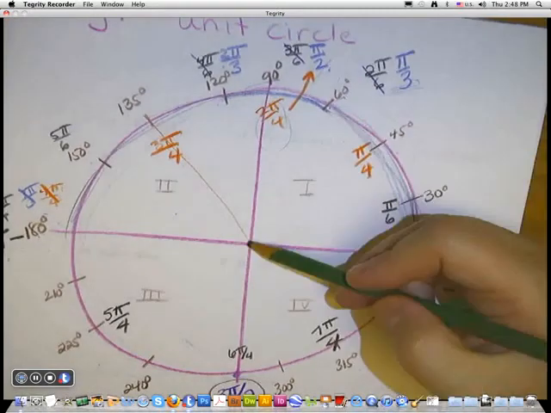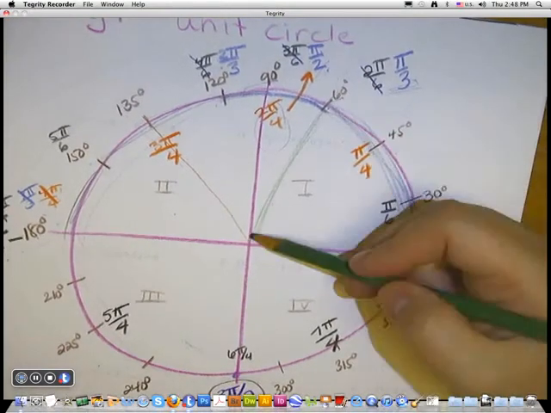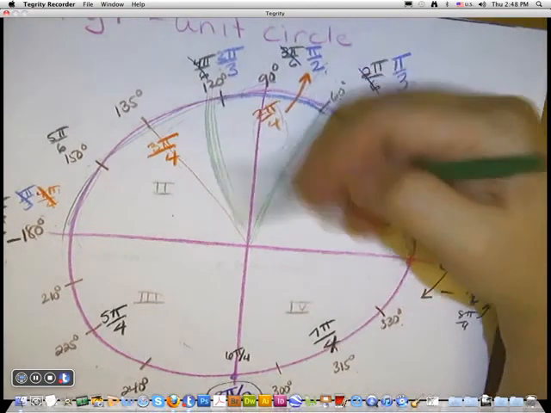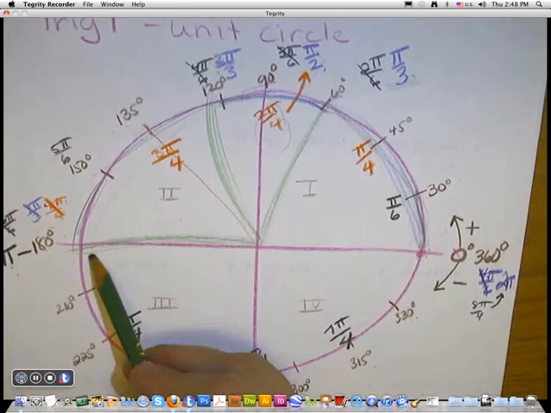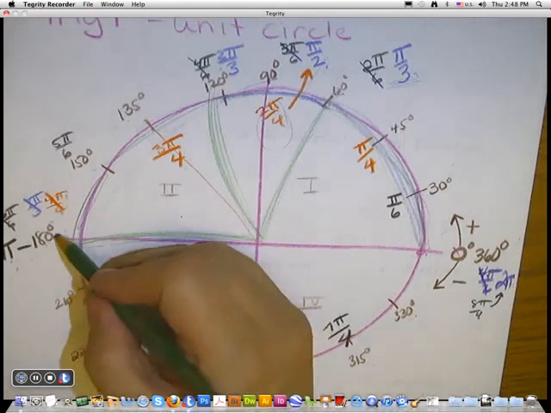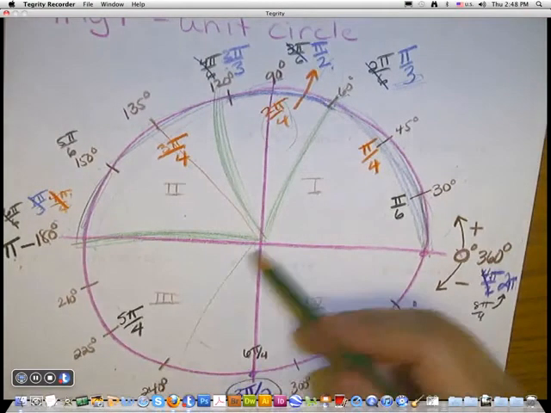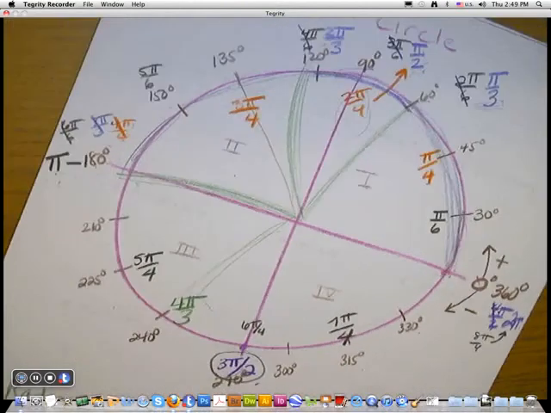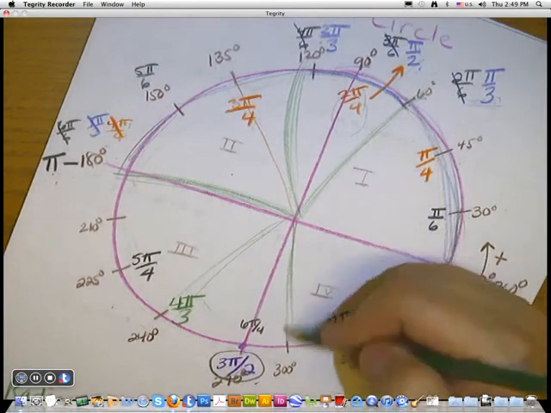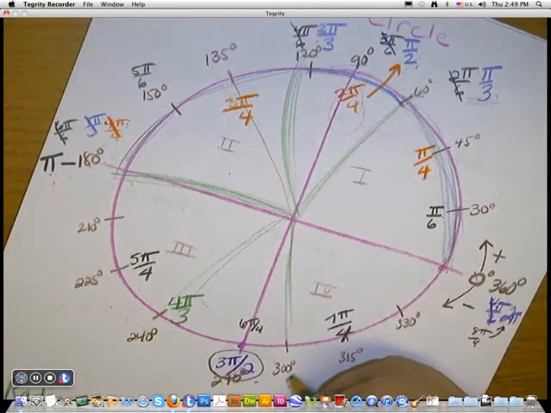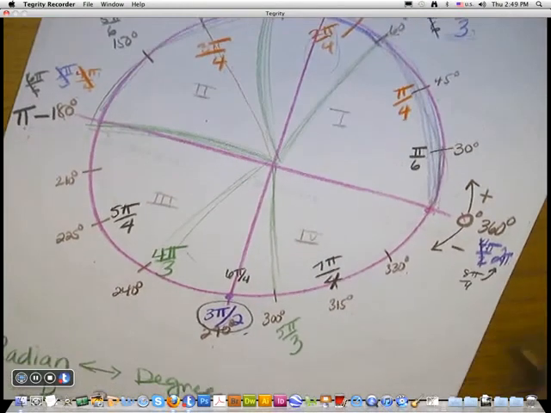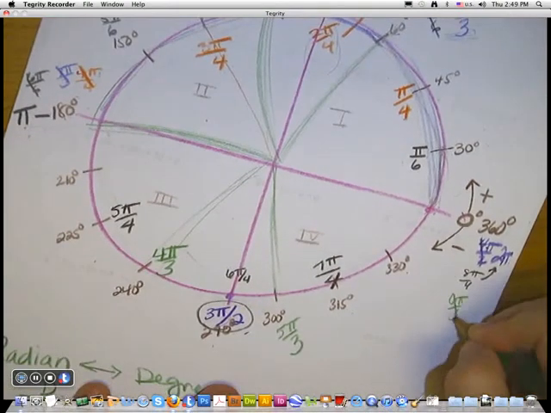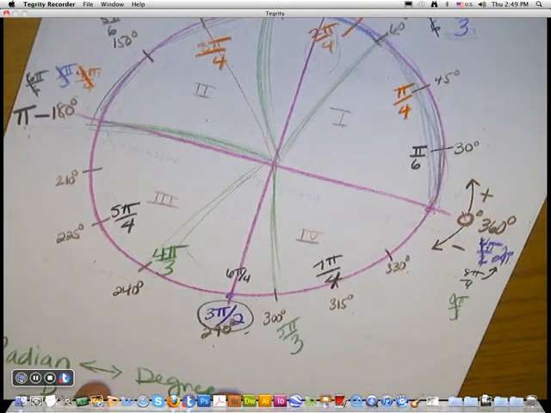The 60s, we know this is 1 of the thirds. This makes 2 of the thirds. And this is 3 of the thirds. So the next 60 is 4 of the thirds. Then we have another 60, which is 5 of the thirds. And then we're back over here, 6 of the thirds, which is 2 pi.